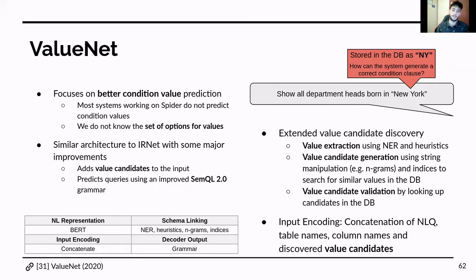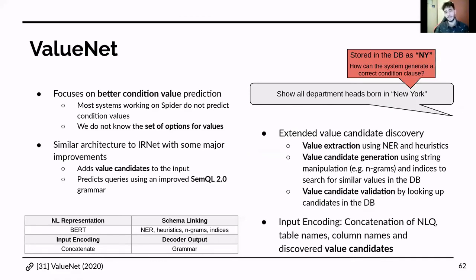So the first step is value extraction using named entity recognition and heuristics. So we try to extract values from the natural language query. So in this example, we could say that using named entity recognition, we're going to recognize New York. Then the next step is value candidate generation that happens using string manipulation and by looking for similar values in the database. So let's consider in this example that the value stored in the database is NY, just the acronym, and not New York. So ValueNet is going to manipulate this string, look it up in the database, and it's going to find one candidate that is going to be NY.